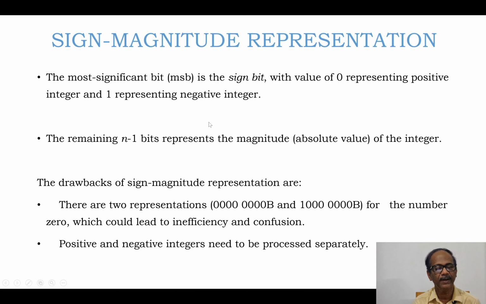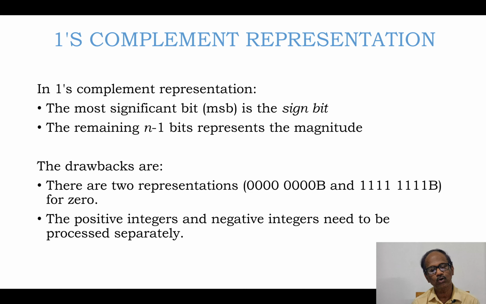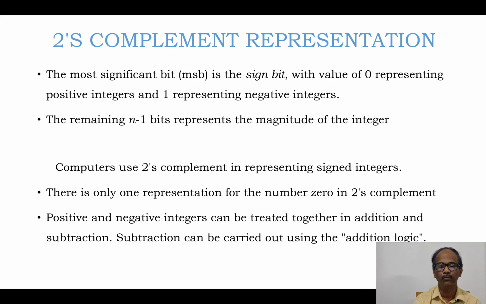So for sign magnitude scheme, I have seen the drawback of sign magnitude representation. There are two representations for 0 that you have seen here, and another is positive and negative numbers to be processed independently. If it is one's complement representation, that also we have seen here, the drawback being representation of plus 0 and minus 0 are distinct, that should not be there, and similarly the processing is different for both positive and negative numbers. Coming to 2's complement scheme, I told you that representation for plus 0 and minus 0 is unique. That is why it is used as the number representation in computers.